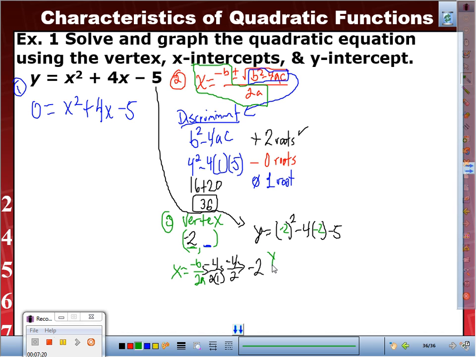So this is y equals 4 plus 4 times negative 2, that's negative 8, minus 5. Y equals 4 minus 8, that's negative 4. Negative 5, that's negative 9. So that's my y value, negative 9. So the vertex is at negative 2, negative 9. Hold on. So step 3 was here for the x value. Step 4 was here with the y value. Okay?